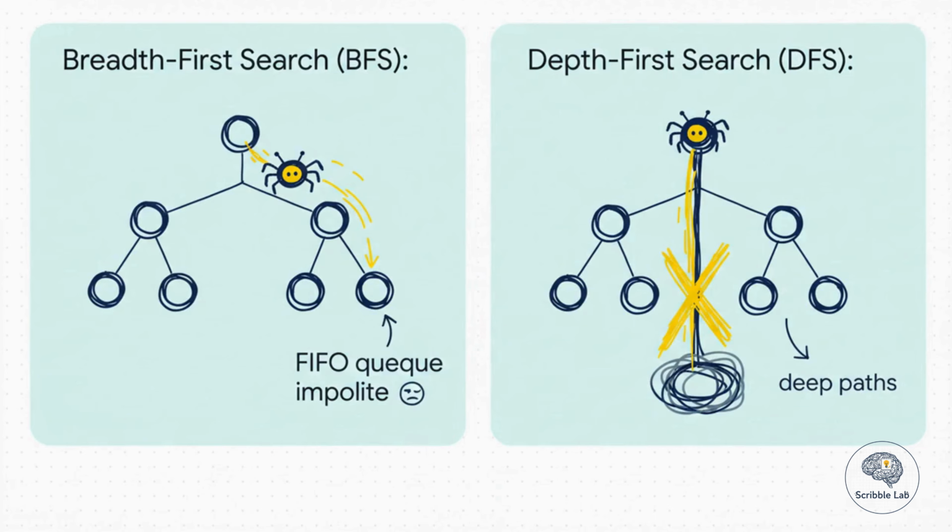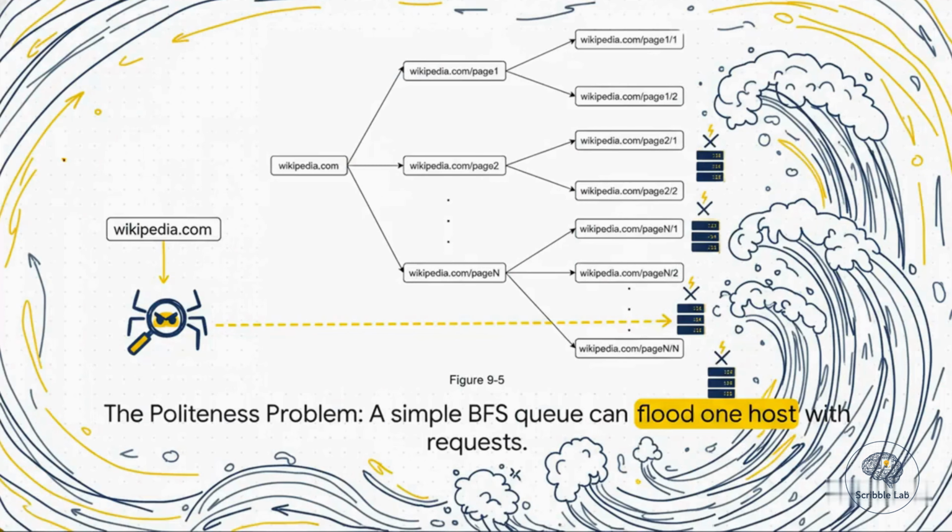Now, DFS is a terrible idea for web crawling. You could literally get stuck in an infinite rabbit hole of links on one site. So crawlers use breadth first search, or BFS, exploring the web level by level. But using a simple first in, first out queue for this has a massive, massive flaw. And this slide illustrates that flaw perfectly.